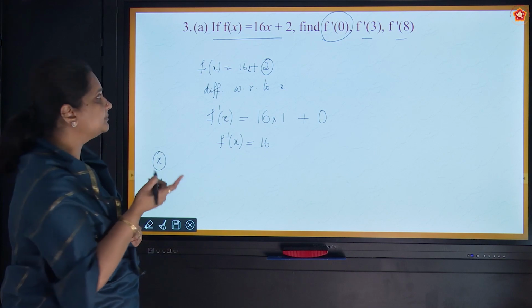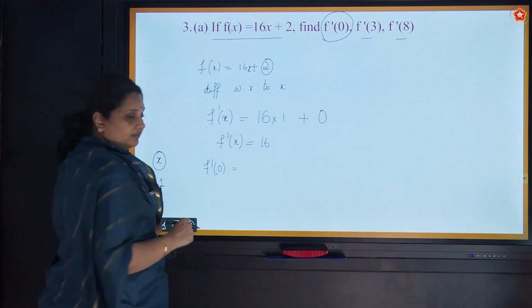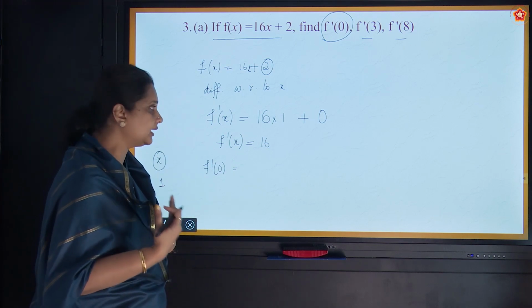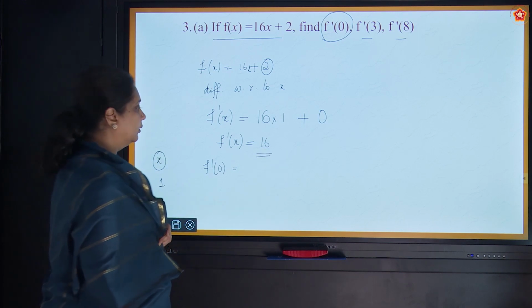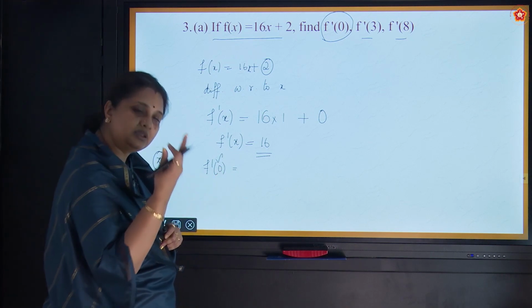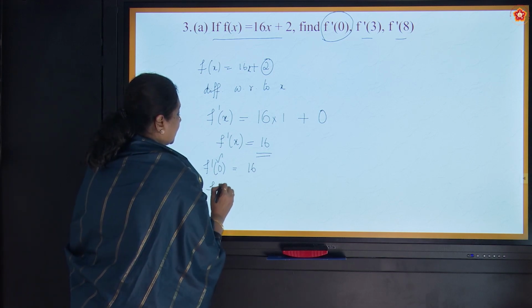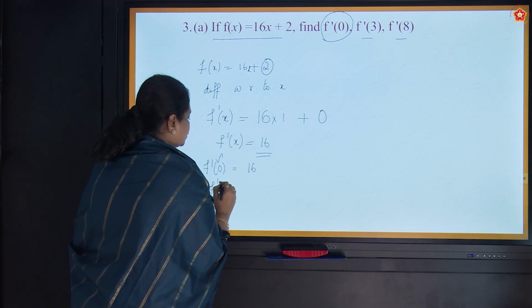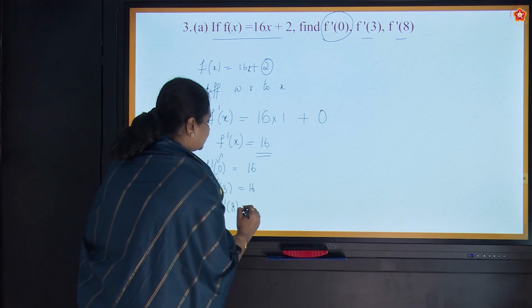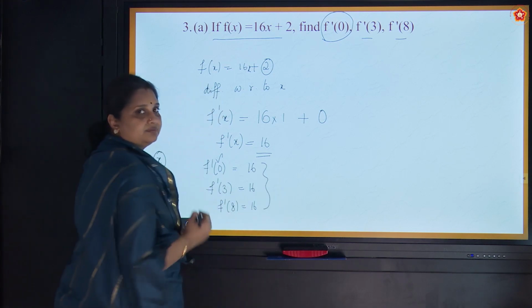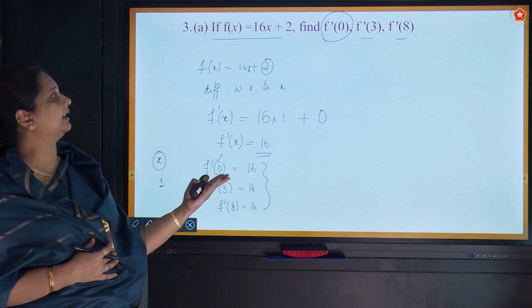Now, what am I supposed to find? I'm supposed to find f dash of 0. So wherever x is, I need to replace it with the 0 on the right hand side. Am I having any x here? I don't have. So I don't have an opportunity anywhere to replace. So my 16 remains 16 itself, because it's a constant function. Now my f dash of 3 again is going to be 16. My f dash of 8 is also going to be 16, because my derivative does not have x in it. So it's going to remain the same for any value of x.